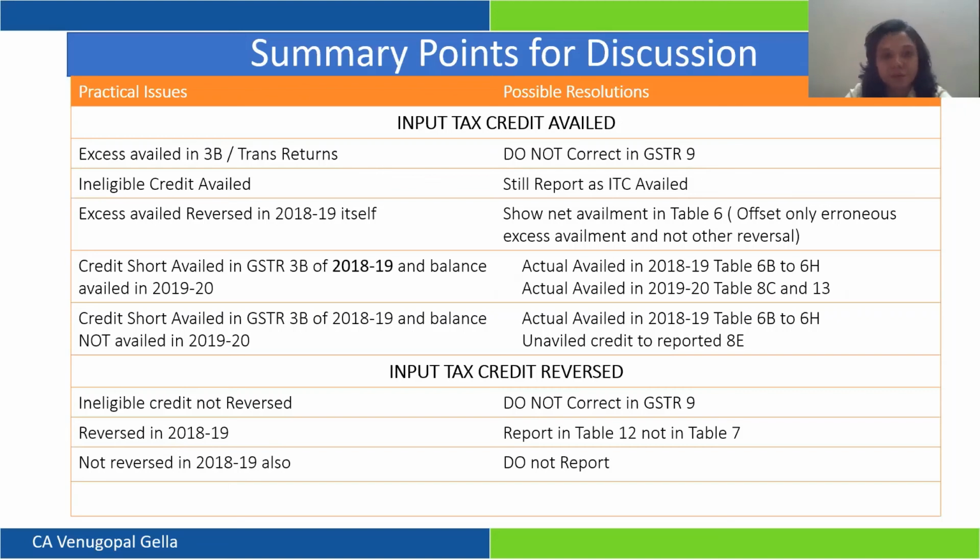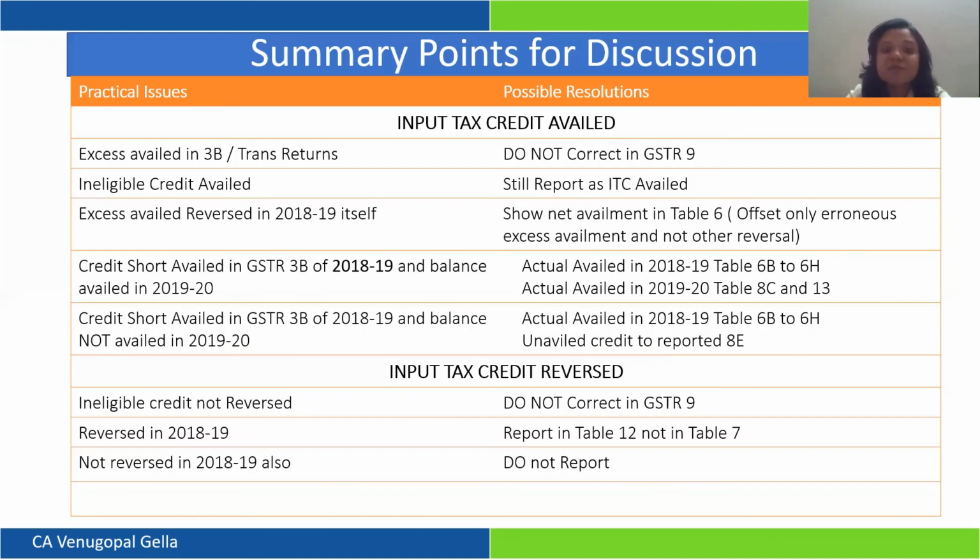Excess credit availed. That is, instead of 1 lakh, 10 lakhs is availed. That is, 10 is just by mistake added to make it 10 lakhs, right? And it is reversed in the same year in 3B. In GSTR-9, while reporting, show it as 10 lakh minus 9 lakh, 1 lakh in table 6, because that is what will be comparable with table 8.